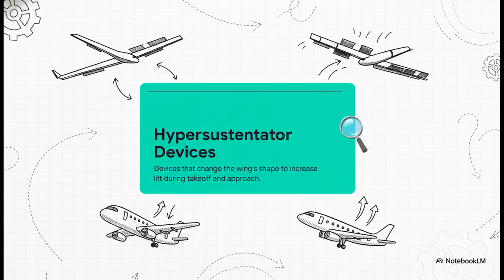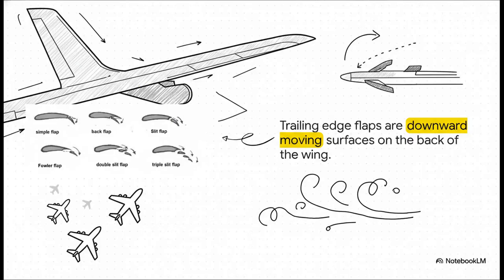The solution comes from these things with a super technical name, hypersustentator devices. Yeah, it's a mouthful, I know. But all it really means is there are parts of the wing that can extend and retract on command. Their only job is to change the wing's curvature, making it a lift-generating powerhouse even when it's not moving that fast.